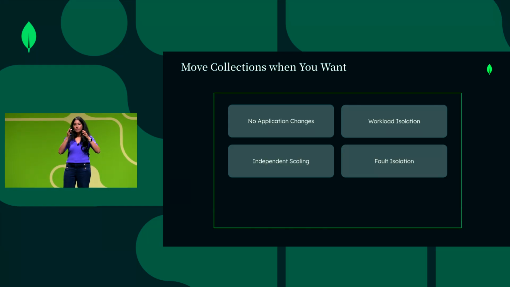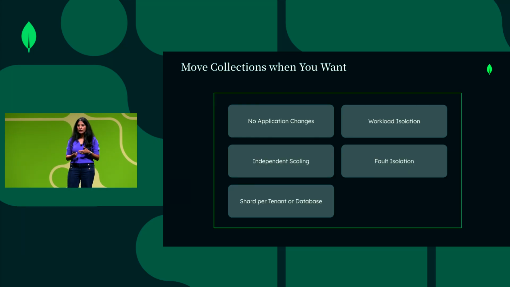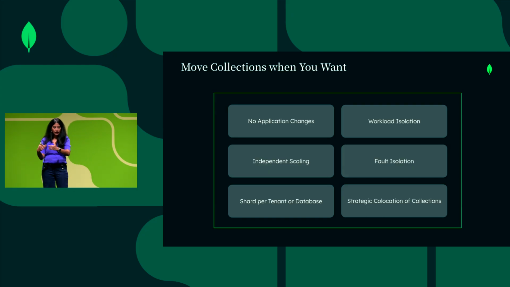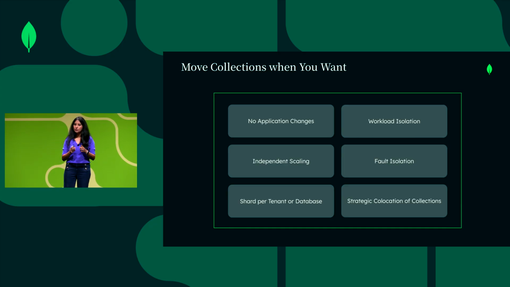Or if you've sharded a bunch of collections, but you have a bunch of unsharded collections on a single primary shard, today you can move them around. You can isolate faults, it helps you improve resilience, and you can have shard per tenant or shard per database. So if you're onboarding a whole new tenant, you don't need to worry about adding more load to the same shard. You can add a new shard and onboard the tenant there. And then, using this, you can strategically co-locate your collections to a shard of your choice.